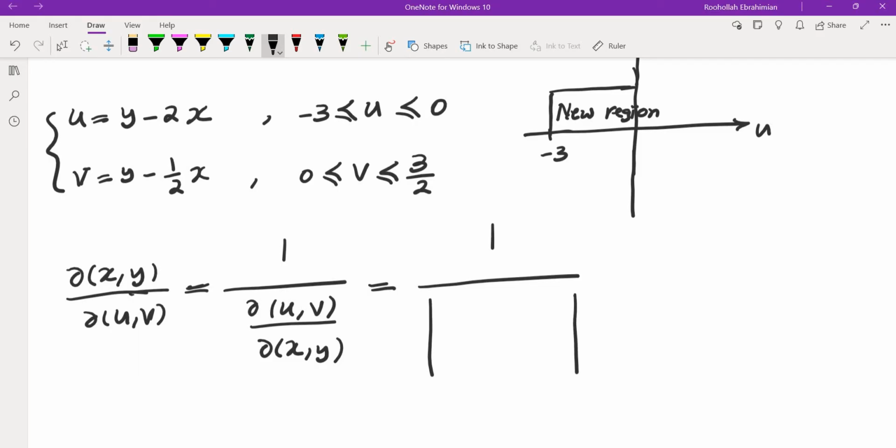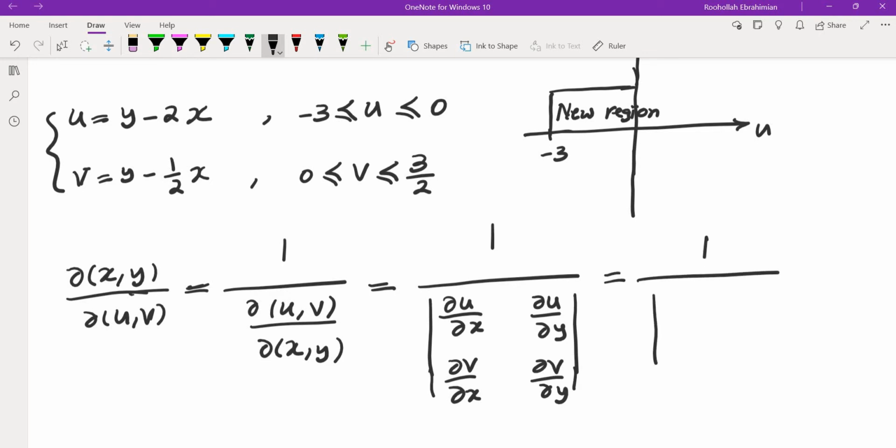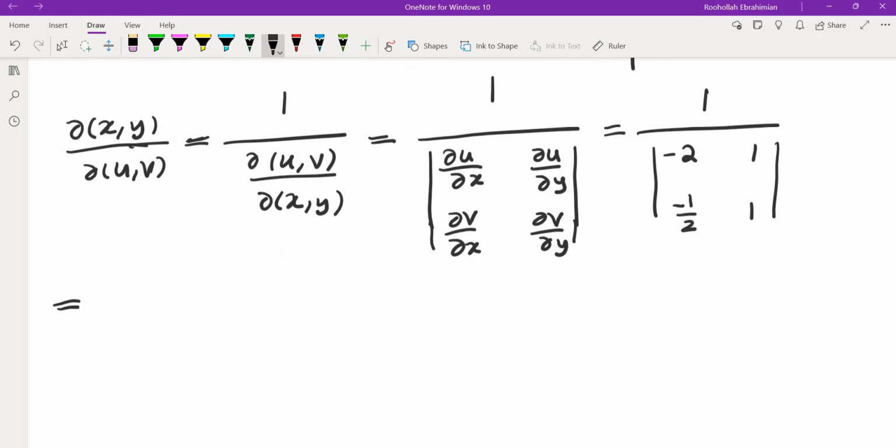So this is 1 over: the first one is partial of u with respect to x, partial of u with respect to y, partial of v with respect to x, and partial of v with respect to y. So we're going to plug in the values and evaluate the determinant. Finally, we'll have to take the absolute value. What is partial of u with respect to x? That's -2. Partial of u with respect to y, that is 1. Partial of v with respect to x, -1/2. And partial of v with respect to y, which is 1. So this would be 1 over -2 plus 1/2, which is -2/3. So this is the Jacobian.